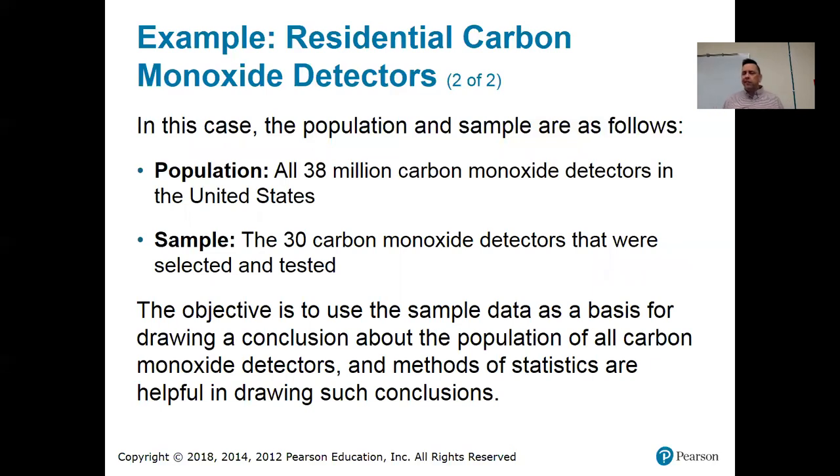So the objective is to use the sample data as a basis for making a conclusion about the population. Okay? And the bigger that you can make your sample, the better and the more sound your conclusion will be. Okay?